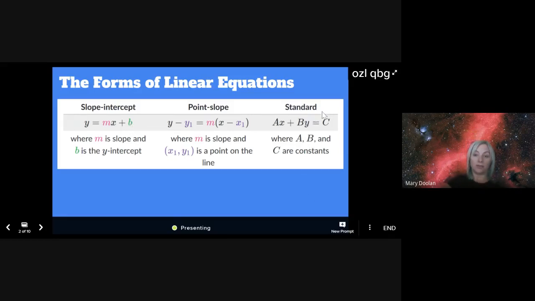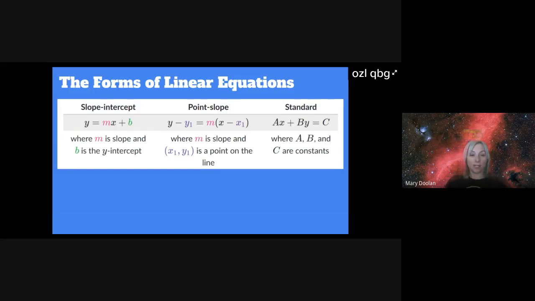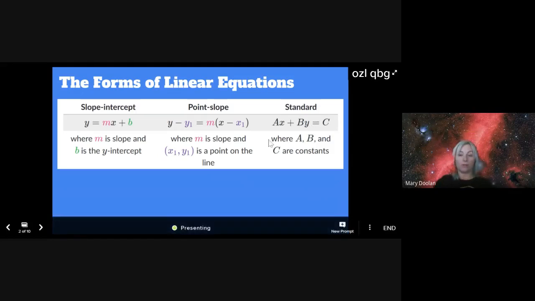Even though standard form doesn't give you anything right away, it is useful when you want to find the x and y intercepts quickly. It's easy to substitute 0 in for x and then 0 in for y. That way, when you solve for the other variable, you can do that quickly because the entire term drops out when you multiply the number by 0.